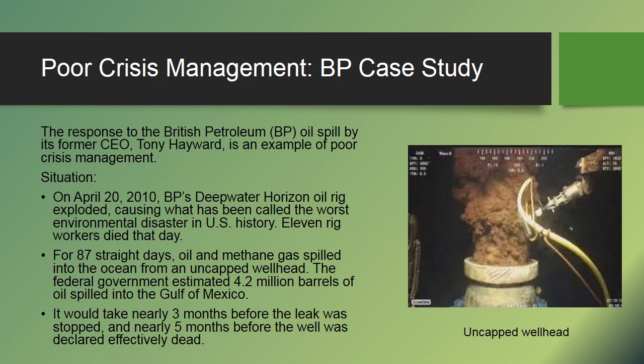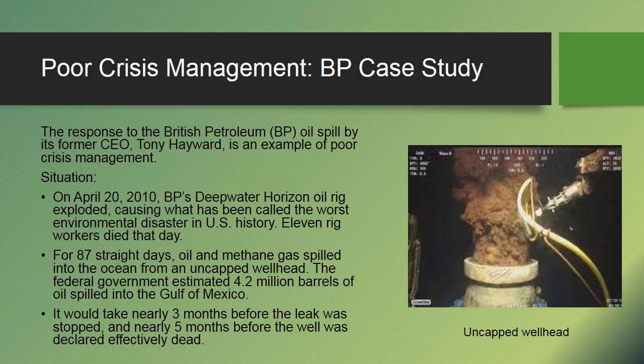poor crisis management. So, those of you who may not remember this happening, on April 20th, 2010, BP's Deepwater Horizon oil rig exploded, causing what has been called the worst environmental disaster in U.S. history. And 11 rig workers died that day. For 87 straight days, oil and methane gas spilled into the ocean from an uncapped wellhead, and there's a picture of that on the right-hand side.